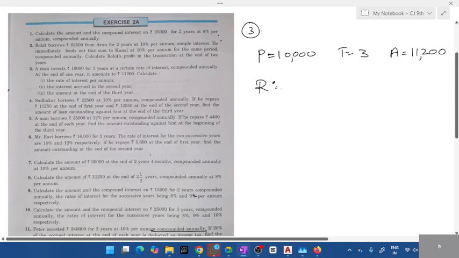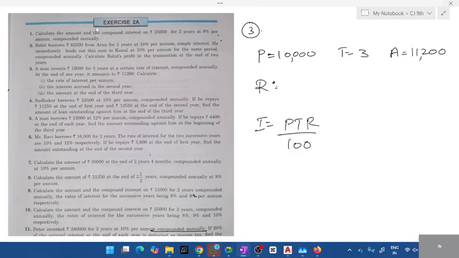In order to find rate, we need interest is equal to PTR by 100. All of you listen here. Later, you can solve. In order to find rate, we need PTR by 100, right? But I is also not given. How do you calculate I?